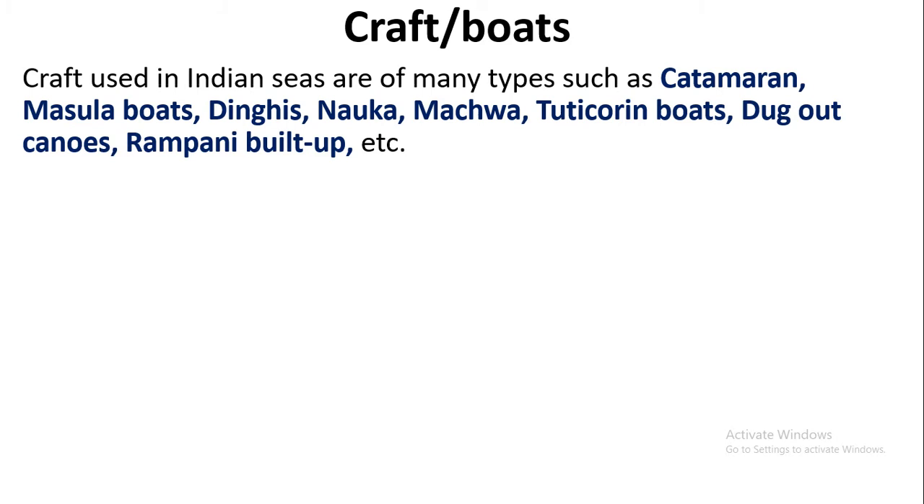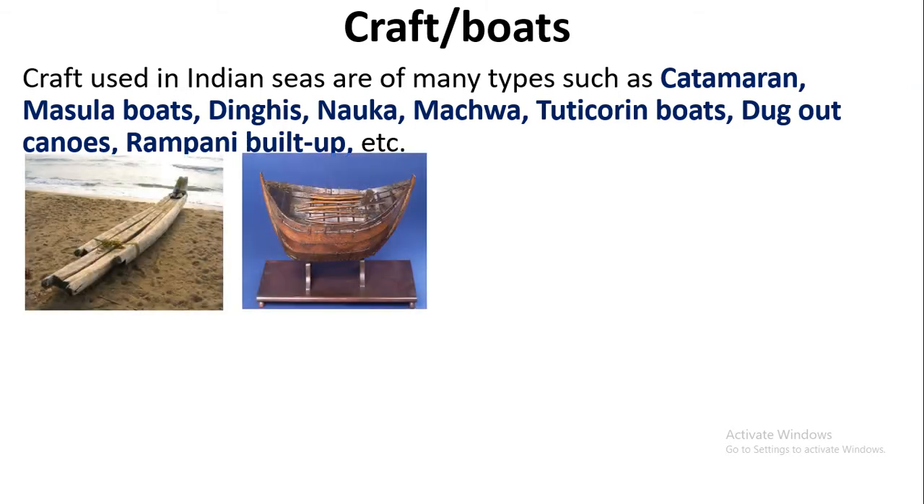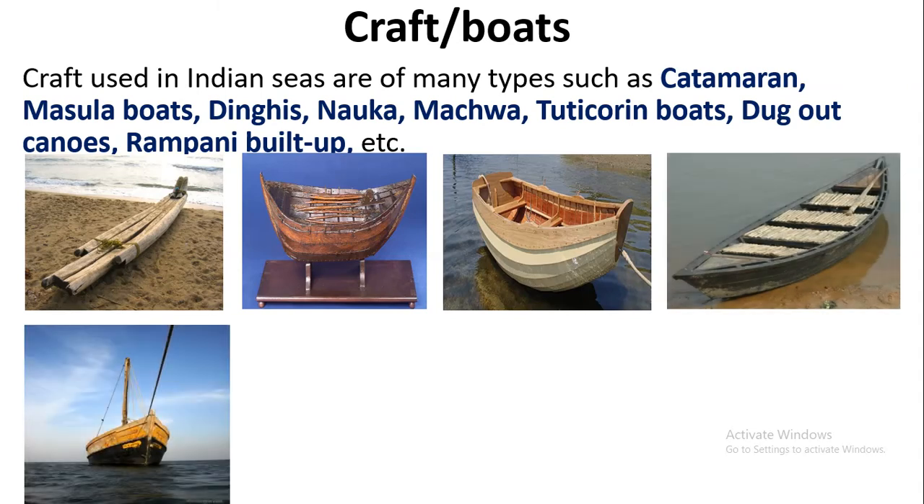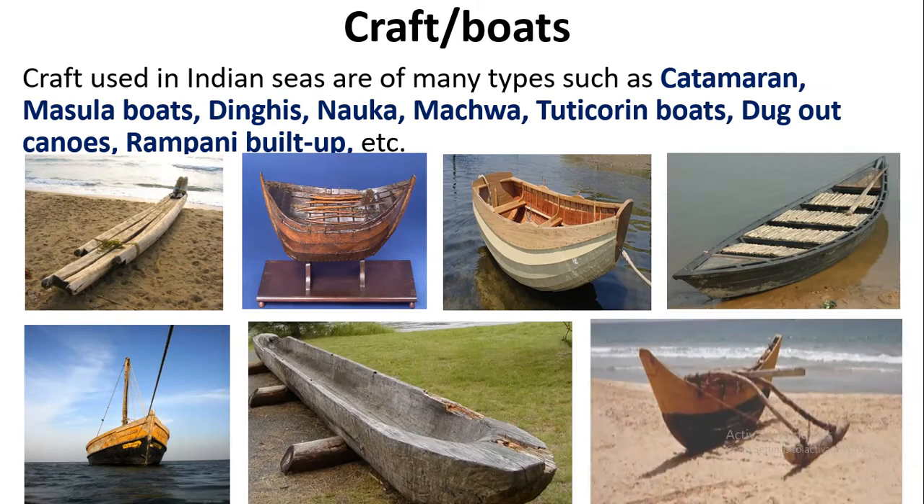The crafts, or boats, which are used in the Indian sea are of various types, like the catamaran, masula boats, dinghies, naukas, machwa, tuticorin boats, dugout canoes, rampani build up, etc. These are called boats, or you can say these are called crafts.